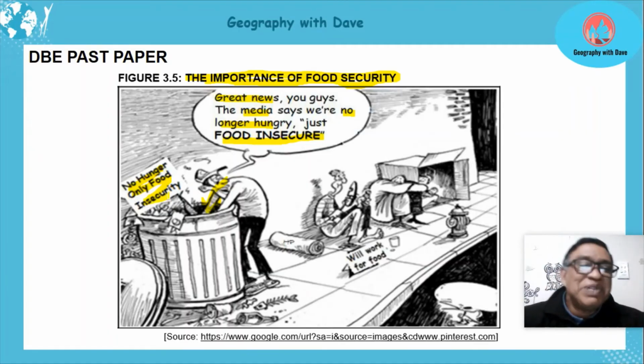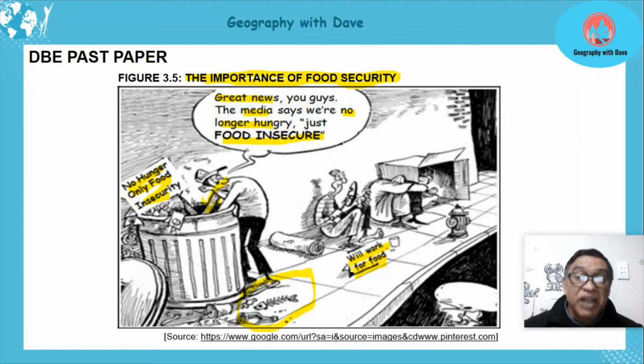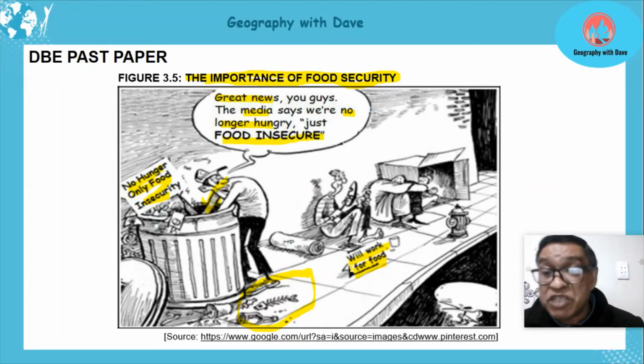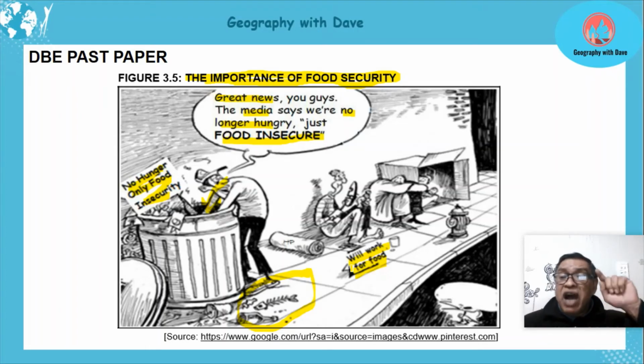No hunger, only food insecurity. That's a humorous one. There's no hunger, but you have food insecurity in terms of the amount of food. I think this one also brings it out: "Will work for food, eh?" You can see he's looking for food because he's throwing out all the fish bones. But this one actually brings out that they are unemployed. They're sitting on the streets here, most probably begging, and they're holding a sign, will work for food. That's how desperate they are. They are food insecure, no matter how much food the country has.